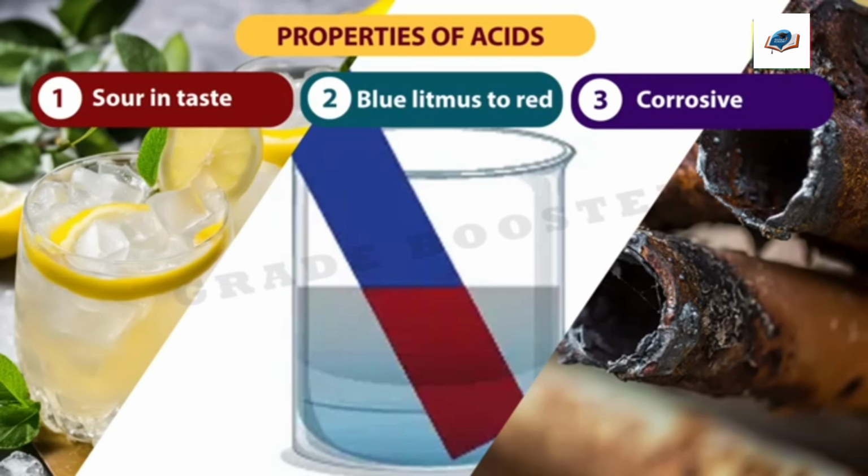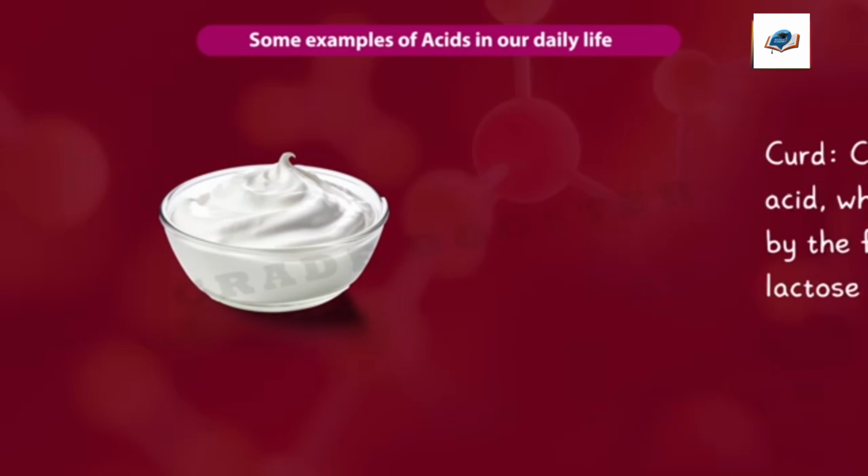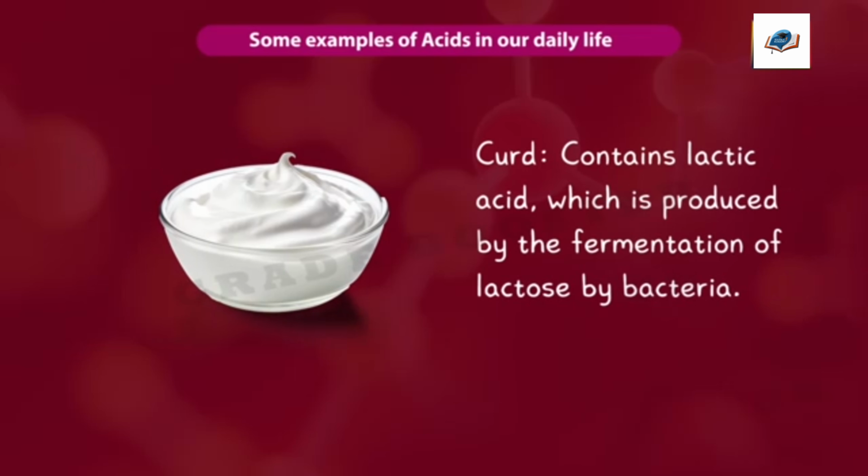Let us see some examples of acids in our day-to-day life. Curd. Curd contains lactic acid. This lactic acid is produced in the curd by the fermentation of lactose by bacteria. Curd contains a sugar called lactose. This lactose is converted to lactic acid by bacteria.